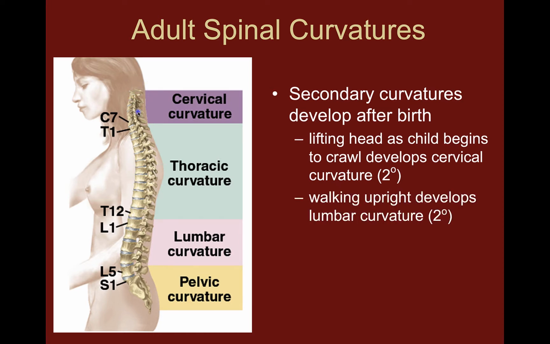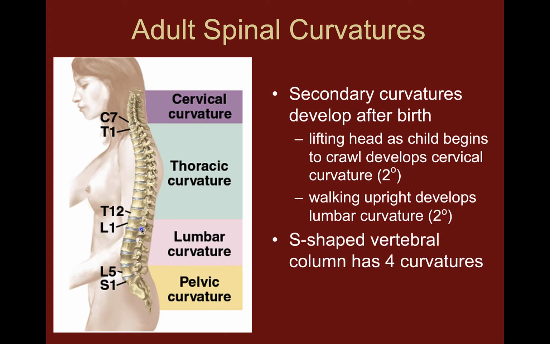As we age a little bit older, we then start to walk upright, and we start to develop our lumbar curvature right here. So we end up with sort of an S-shaped vertebral column with these 4 curvatures. So we have this convex, concave, convex, and concave curvature to that spinal cord, which is going to offer stability for us and movement as we go through our lives.